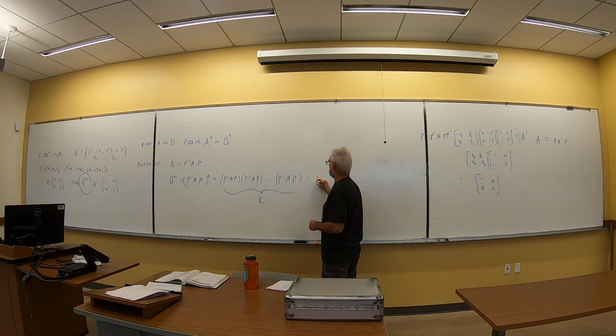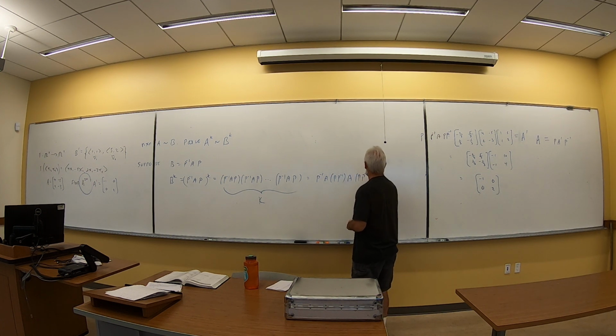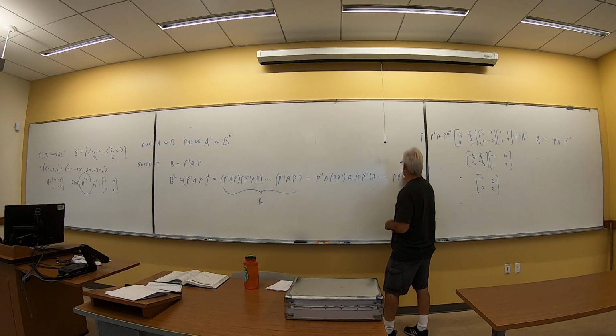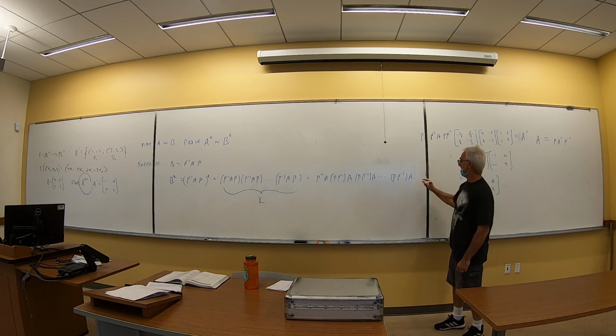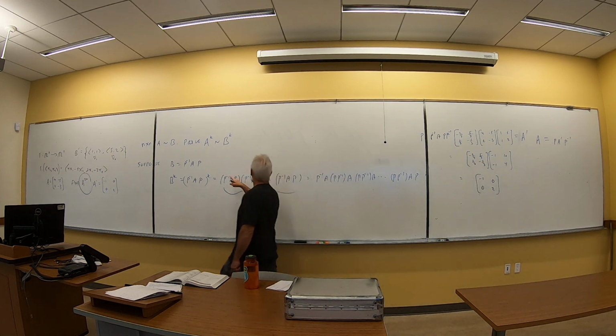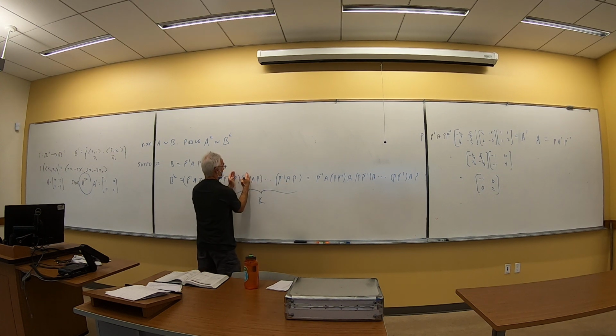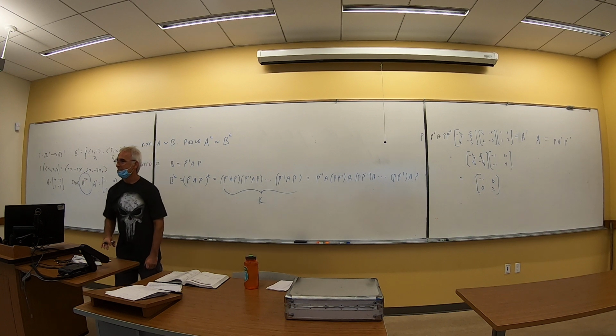So that means I can write this as P inverse A, P inverse A, P inverse A, P inverse A, and finally P. Okay. See what I just did? Think of this as a very long sequence. I just grouped the P inverses all the way down the line. How many sets of P inverses do I have? Well, K. I have exactly K of them.